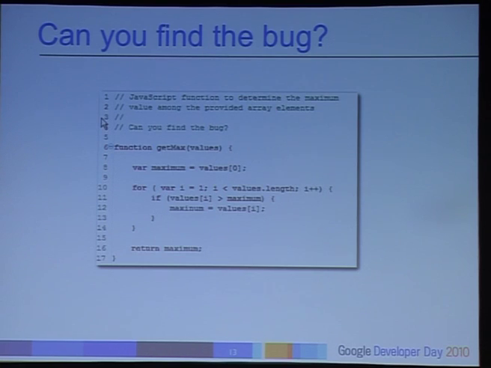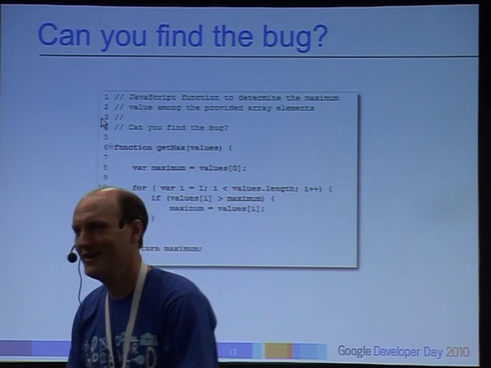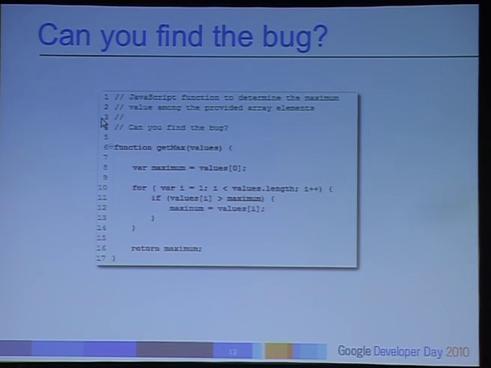Now, why do we want to write our web apps in Java? We can get an idea from looking at this example. Can anybody find the bug on this page? Yes? Okay, Maxi Num is in there. You get some points for the Google Developer Day store. Exactly.